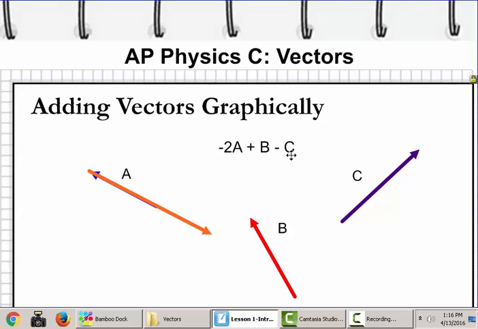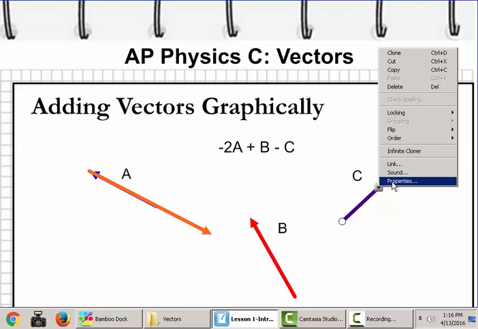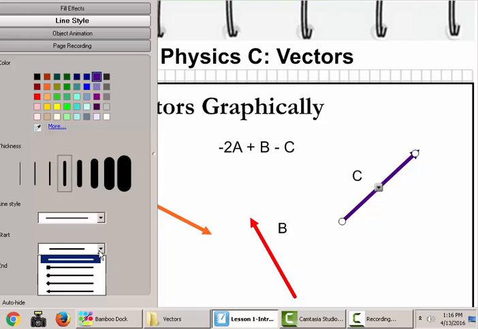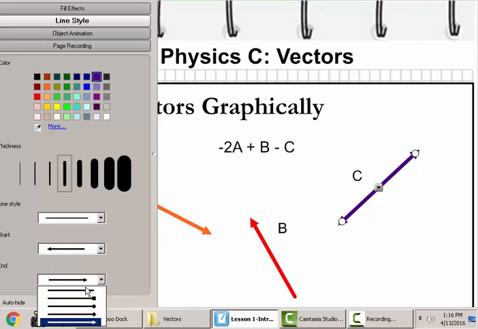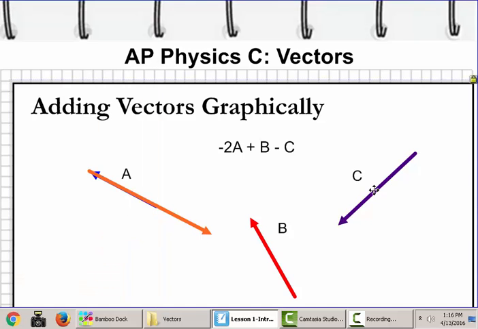B, we're going to leave the same. C, I just need to reverse. So I'll just reverse this vector here. I think I can do it with properties. I'll change the end, going back the other way. So this one represents a negative C.